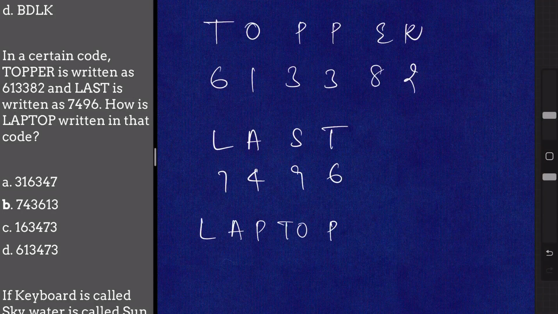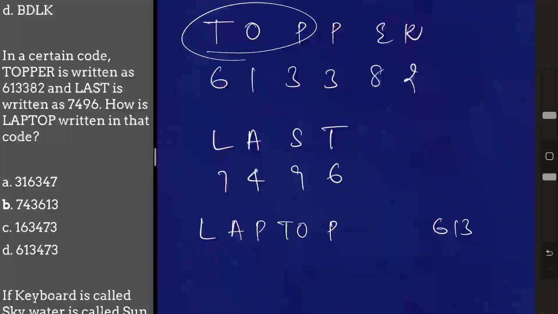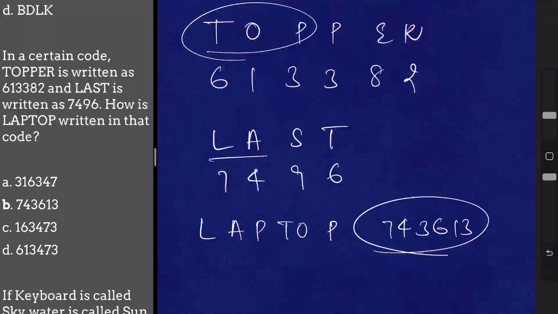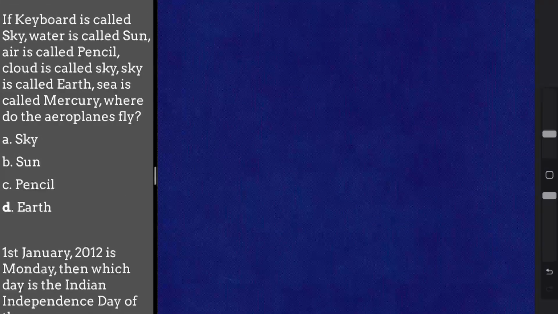LAPTOP. So we have TOP already. So the last three digits will be 613. LA will be 74. P would be 3 once again. 743613. So option B is in fact the right answer here. Let me read the question fully.